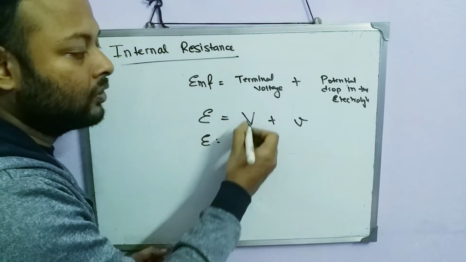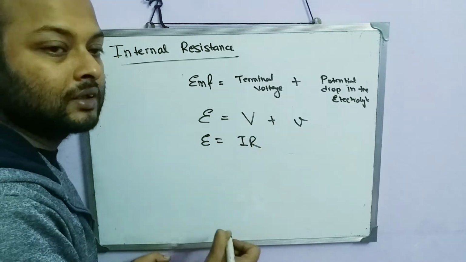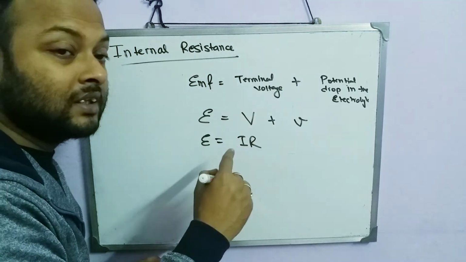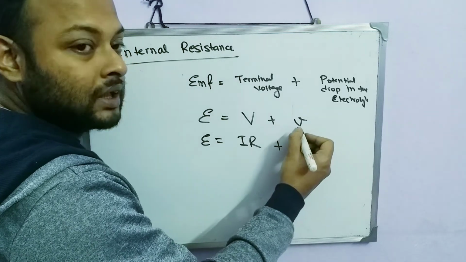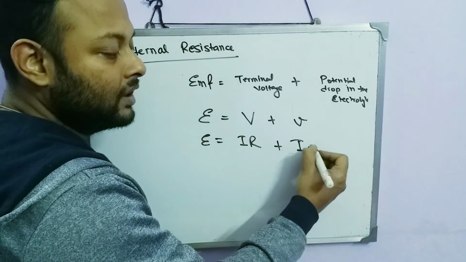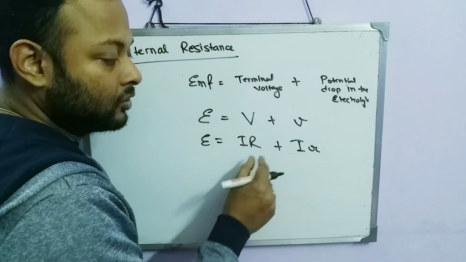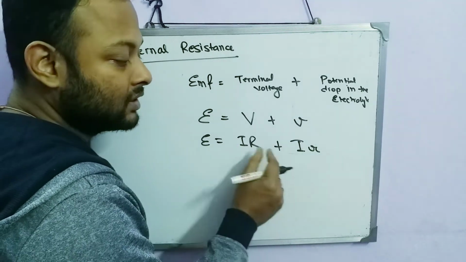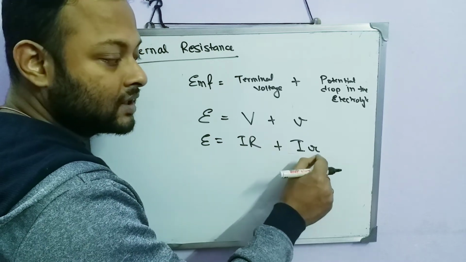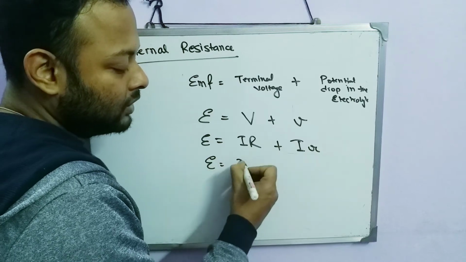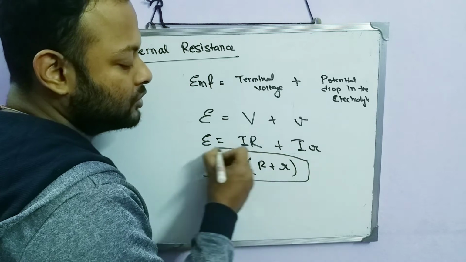So now this terminal voltage is equal to what? Current into resistance. This resistance is the external circuit resistance, right? And this potential drop will be current into the internal resistance, means the resistance inside the electrolyte. So don't get confused between capital R and small r. This is the resistance of the external circuit and this is the internal resistance, that is the resistance of the electrolyte. After that you can take the I common and write it like this. So this becomes your final expression.